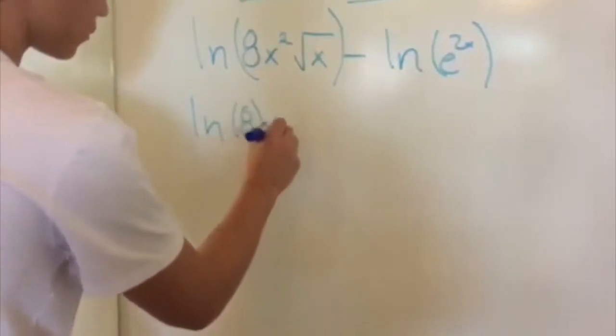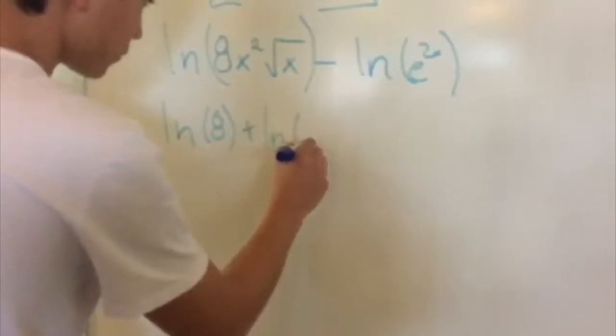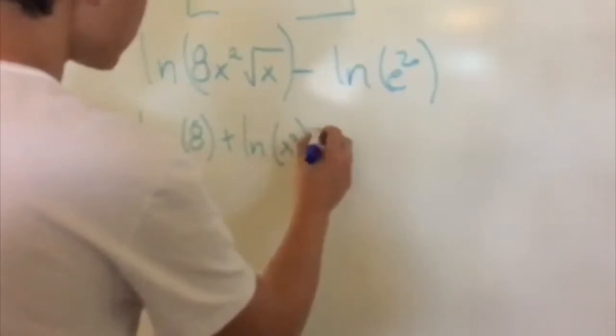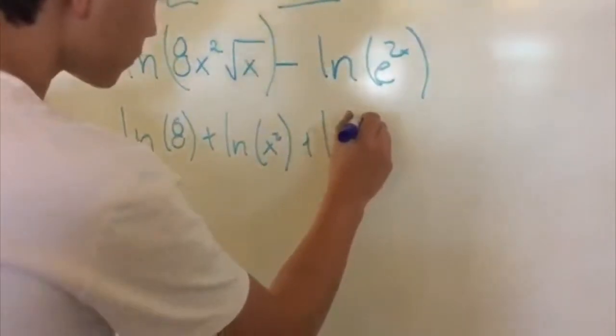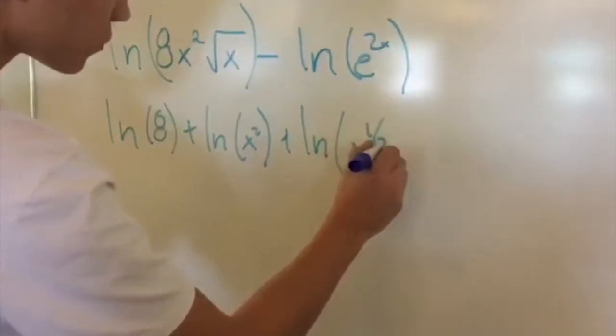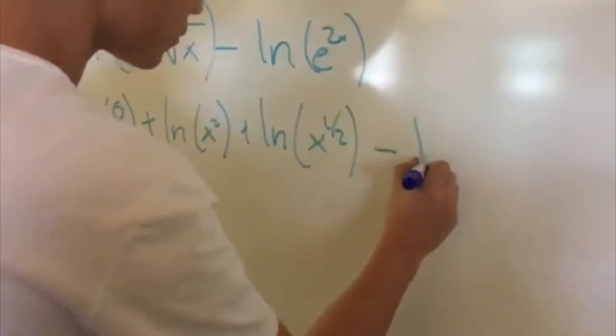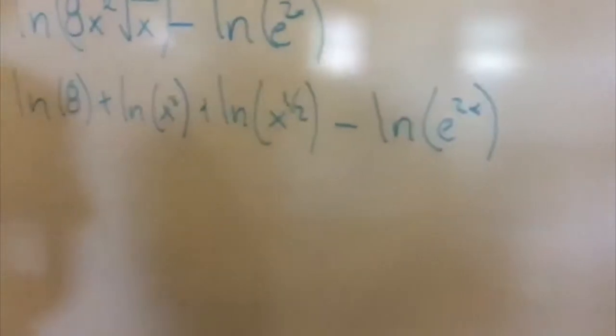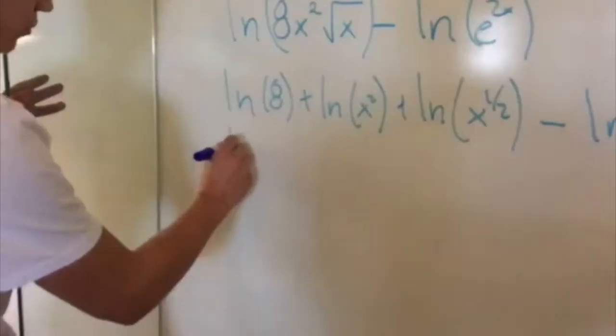Since we have the logarithm of a parenthesis that has inside things that are getting multiplied, we have to put the logarithm of 8 plus the logarithm of x squared plus the logarithm of x to the 1 over 2. Then that minus the logarithm of e to the 2x.